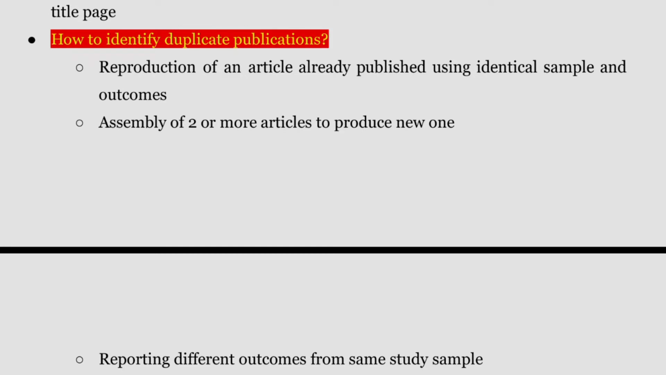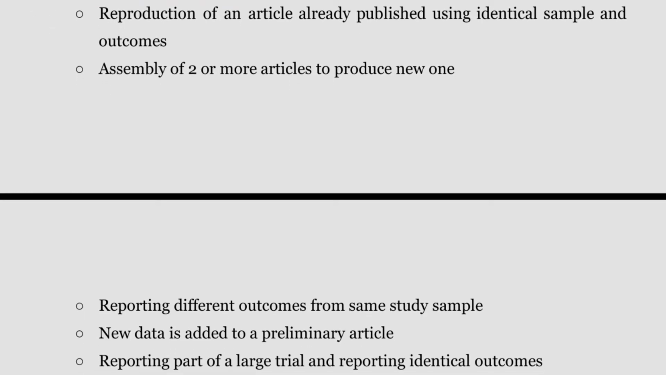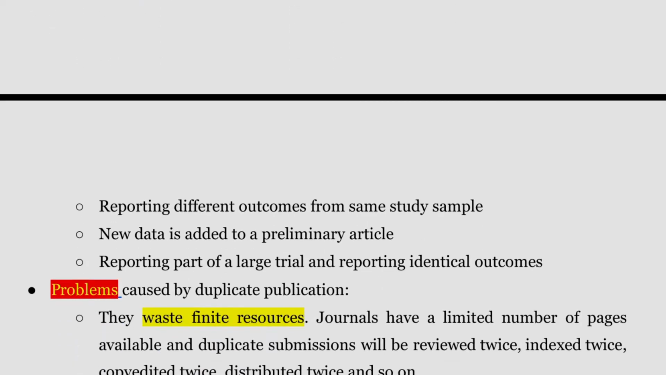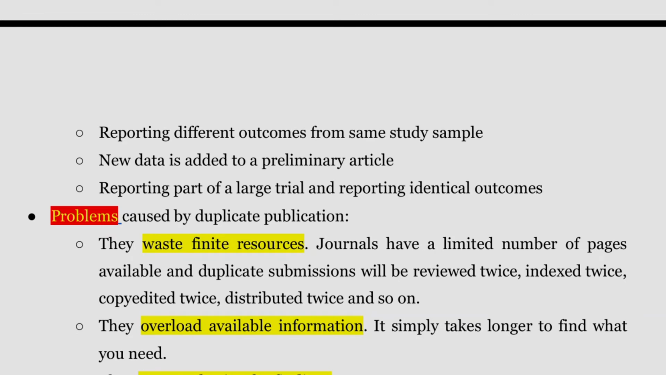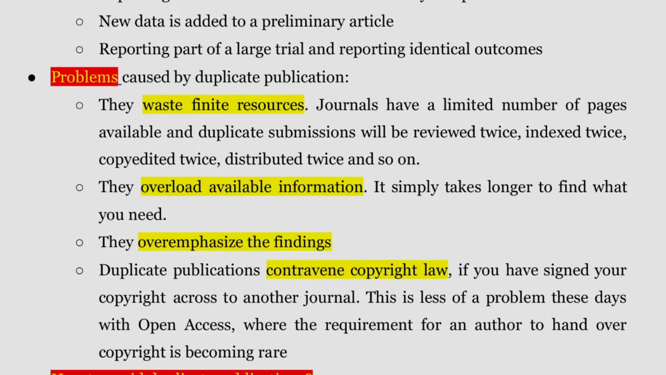How to identify duplicate publications? Look for reproduction of an article already published using identical sample and outcomes, assembly of two or more articles to produce a new one, and reporting different outcomes from the same study sample. Also, new data added to a preliminary article, reporting part of a large trial, and reporting identical outcomes.